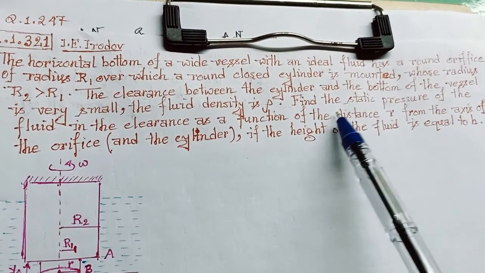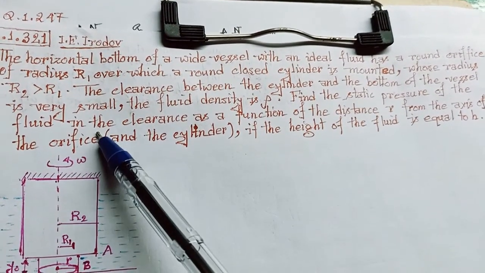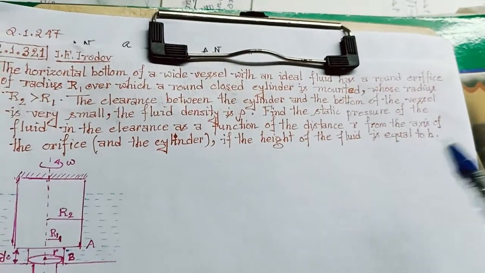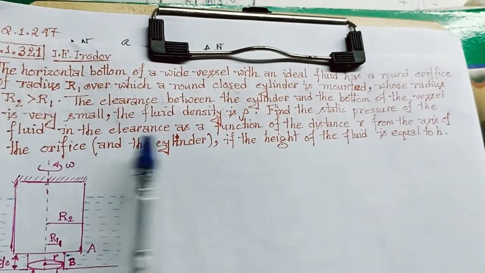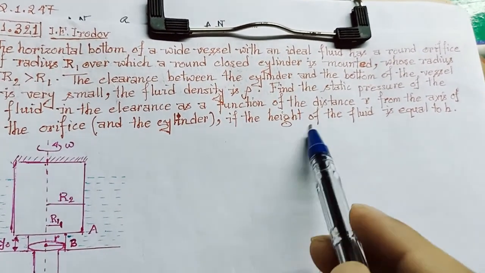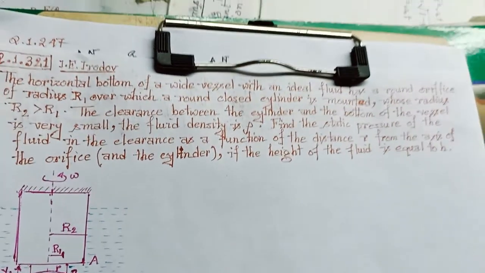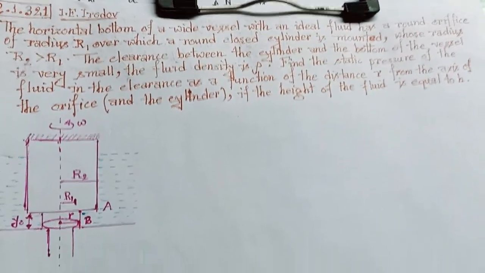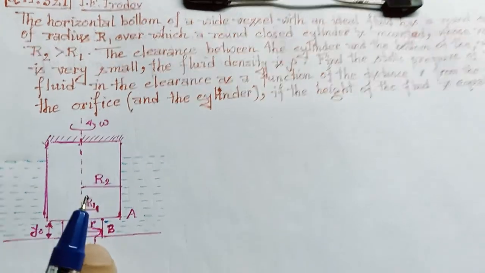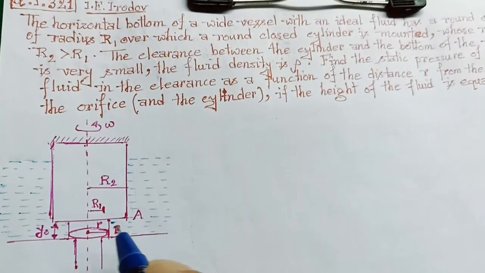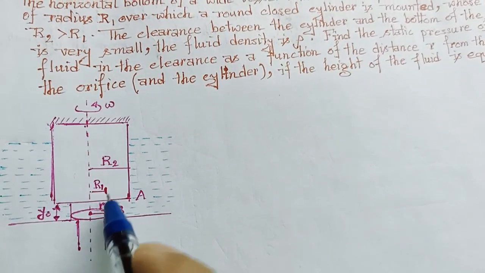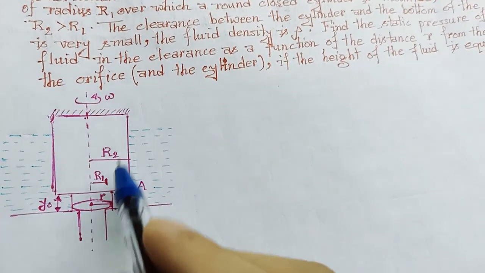Find the static pressure of the fluid in the clearance as a function of the distance r from the axis of the orifice and the cylinder, if the height of the fluid is equal to h. Now let's solve this question. The diagram of the question is shown here. Now we are taking three radii or distances, respectively r1, r2 and r.